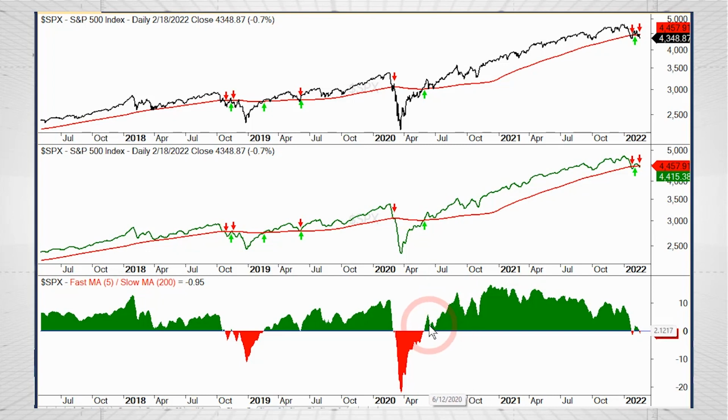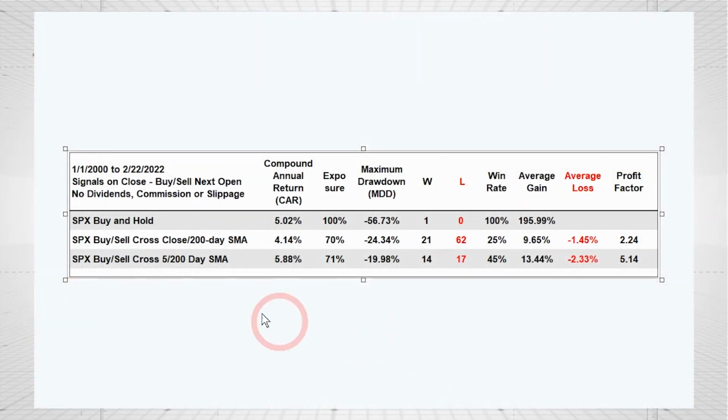And then there you have the 200-day oscillator, basically. But again, we don't know this until we quantify it and look at the results. So let's see how that compares. So I've added a line to the table here, the 200-day cross for the S&P 500, and the compound annual return goes up, 5.88%. Exposure even goes up. How about that? The drawdown goes down to 20%, and then you can see a lot fewer signals. Instead of 62 losses, we only have 17, so we eliminated a lot of those whipsaws. We had a higher win rate, 45%, and you can see the profit factor jumped up to 5.